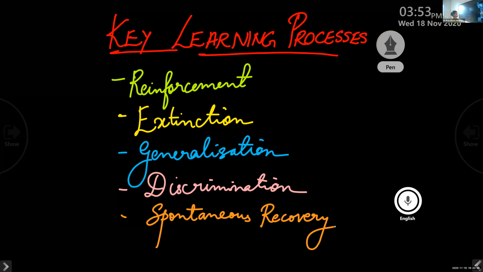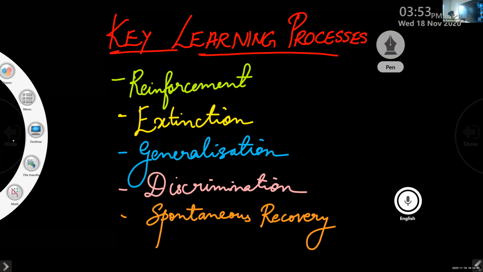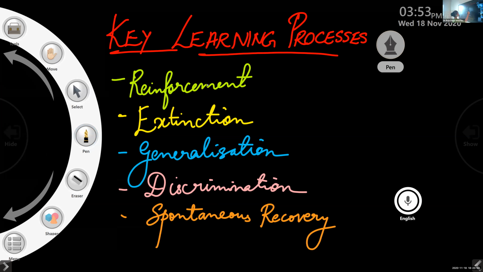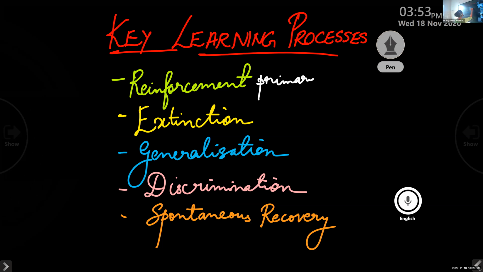In this section, we have to learn about two types of reinforcers. One is primary reinforcer. The second one is secondary reinforcer. Primary reinforcer and secondary reinforcers. These are not the types of reinforcement, these are types of reinforcers.